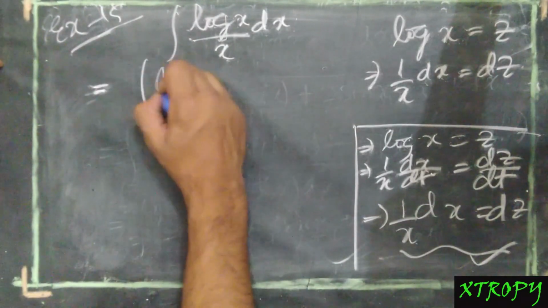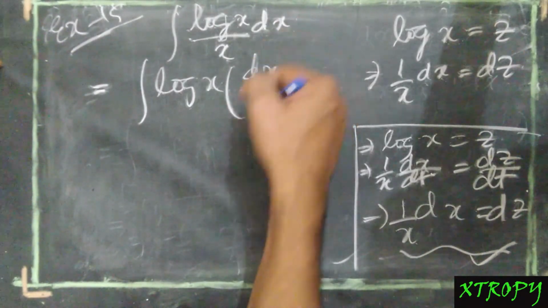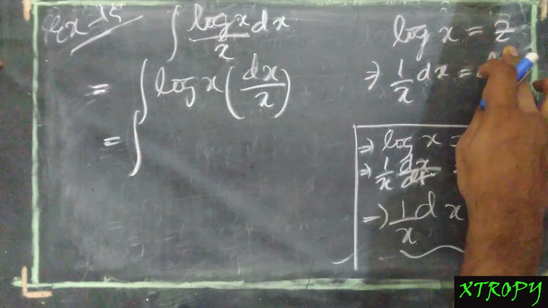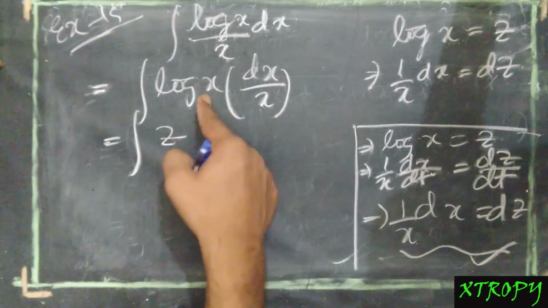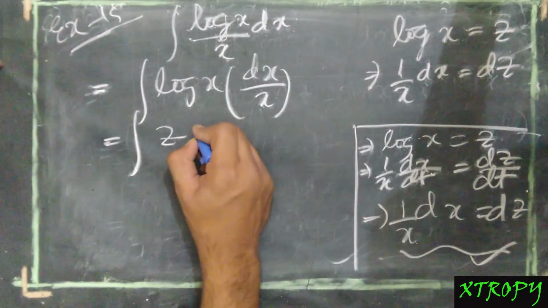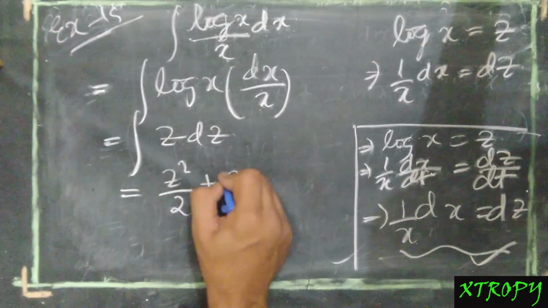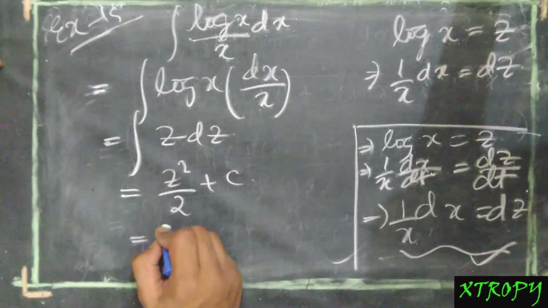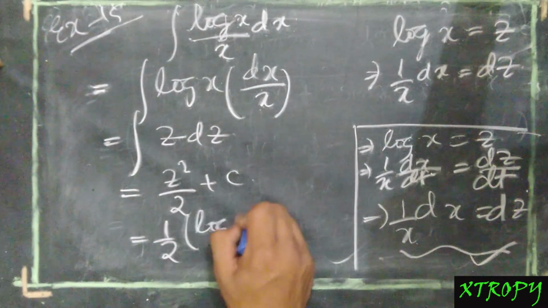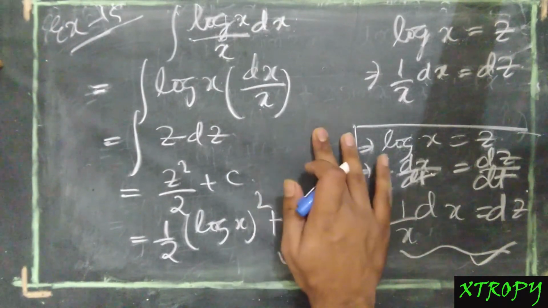Therefore you can rewrite this sum as log x into dx by x. This is just the original question, only a little bit of rearrangement. Taking log x to be z, so let this be z, and dx by x is actually dz. So this becomes z square by 2 plus c. So you can rewrite this question as 1 by 2 (log x) whole square plus c. So this is an important, unique and interesting example.